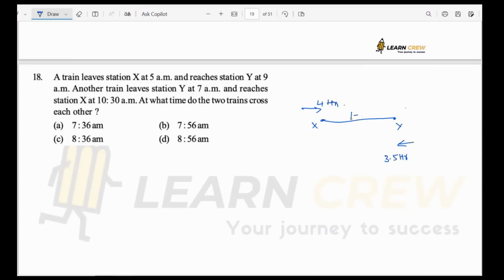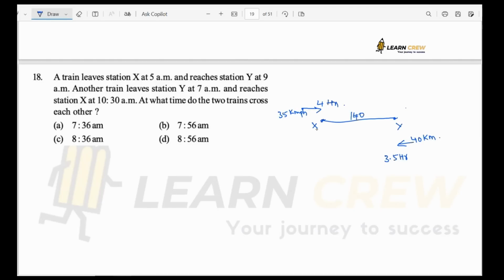If I take the distance as 140, what is the speed for this train? Speed is equal to distance by time. 140 by 4 would be 35 km per hour. And it is taking 3.5 hours for 140. So 140 by 3.5 is 40. So its speed is 40 km per hour. Yes or no?